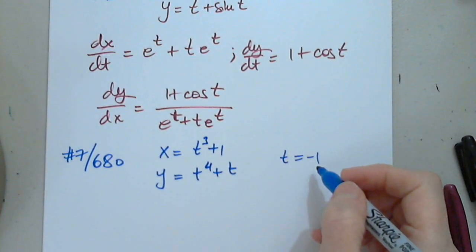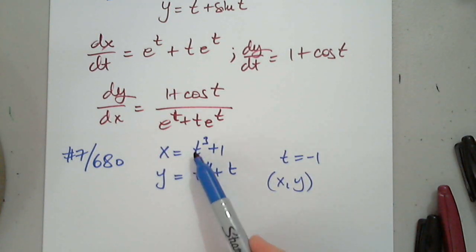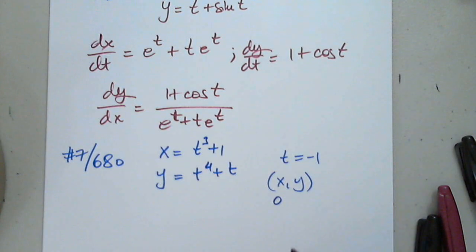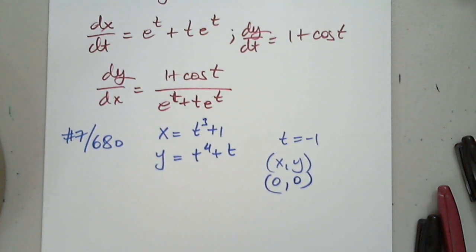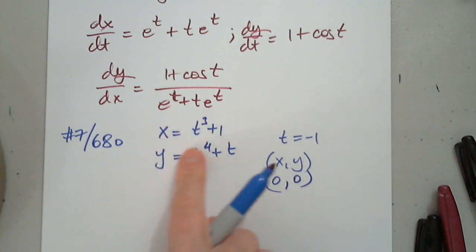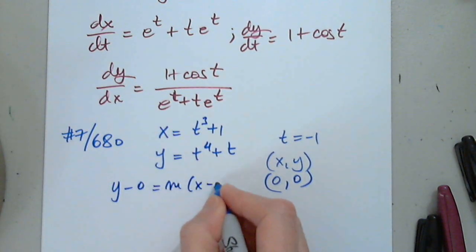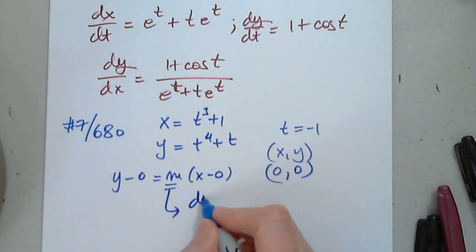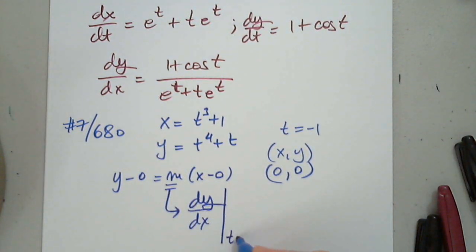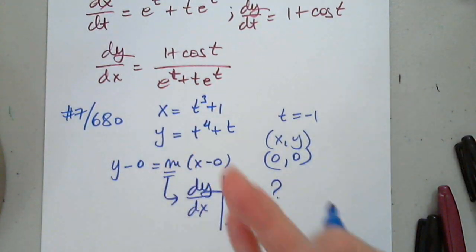Okay, so they want us to determine the equation of the tangent. Well, the first thing I need to determine is the point x comma y. I have t, which is -1. -1 cubed is -1 plus 1 is 0. And -1 to the fourth is positive 1, minus 1 is 0. So they're really asking us to find the equation of the tangent line to the parametric curve passing through this point. So then we have y minus 0 equals the slope times x minus 0. All I need to determine is the slope, which will be dy over dx evaluated when t equals -1. This is the whole question here. Once I have this number, I plug it in.